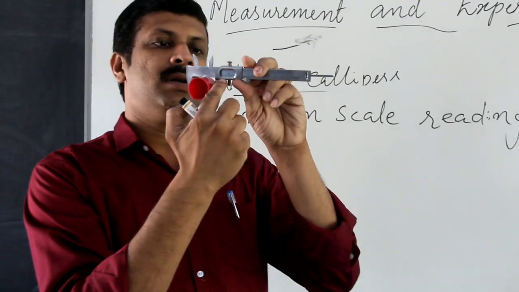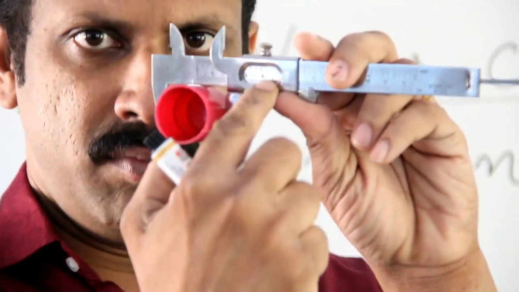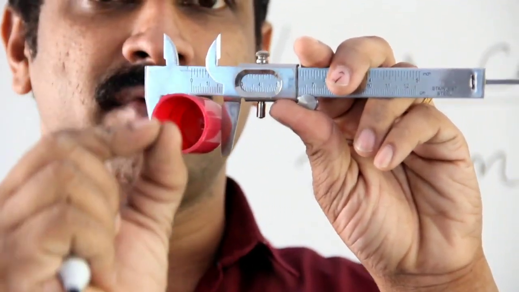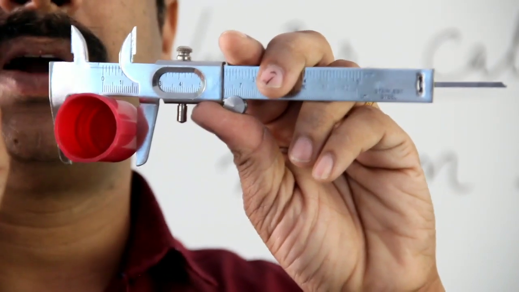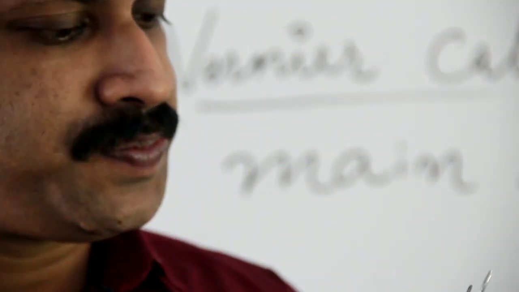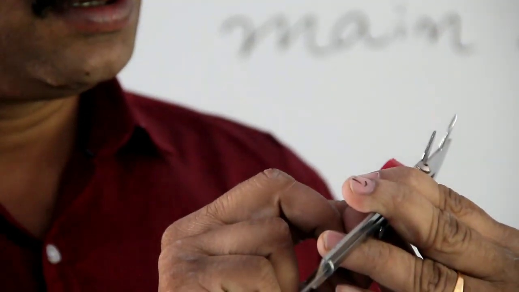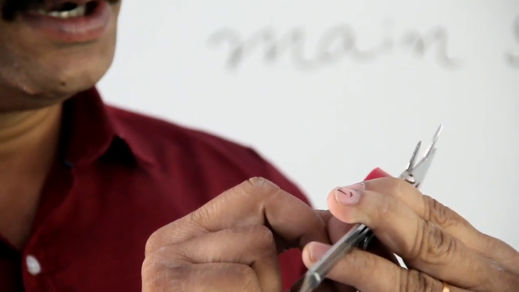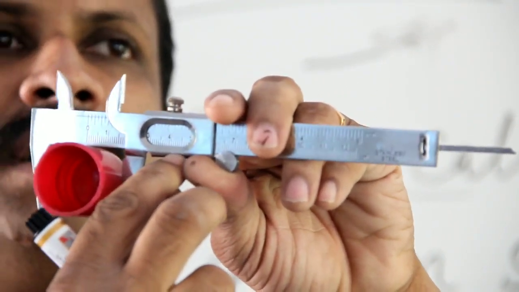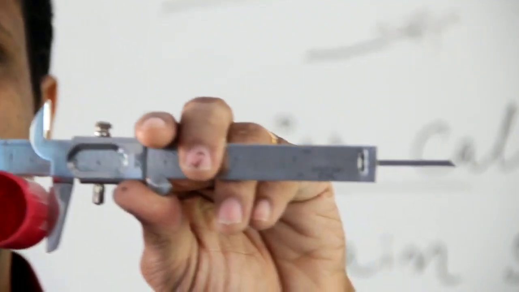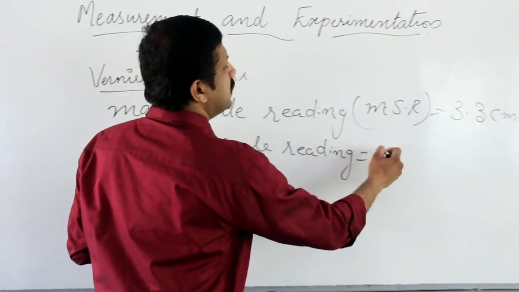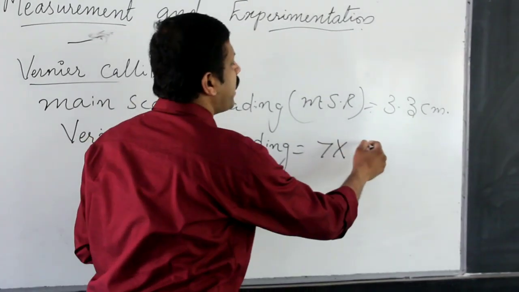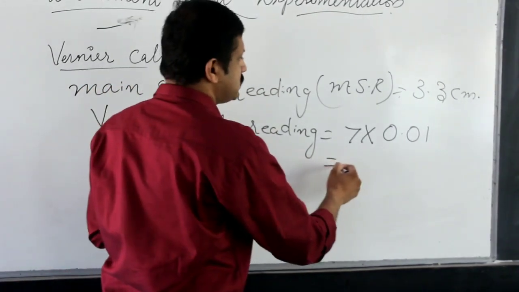Now we find out which line of the vernier scale is coinciding with the main scale. One line will be exactly coinciding with one division of the main scale. That particular number we have to take. In this case, the 7th line is coinciding, so we take this as the vernier scale reading. Vernier scale reading equals the 7th line multiplied with the least count 0.01, that will be equal to centimeters.